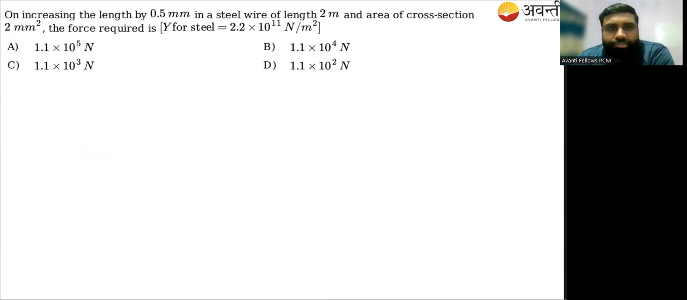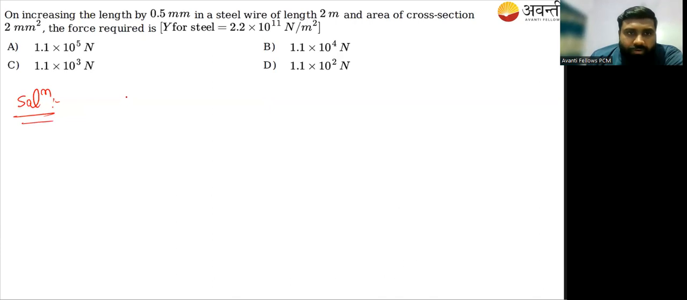Now this question: on increasing the length by 0.5 mm in a steel wire of length 2 meter and area of cross section 2 mm square. Directly the area is given to you, so do not worry about how to calculate it. The force required is asked, and Y of steel, which is the Young's modulus of steel, is also given to you. So I will tell you the simple formula to calculate this. Always apply this one. Delta L, which is the extension or compression, is given by F, the force applied, times the original length L, divided by Young's modulus of elasticity Y multiplied by the area.